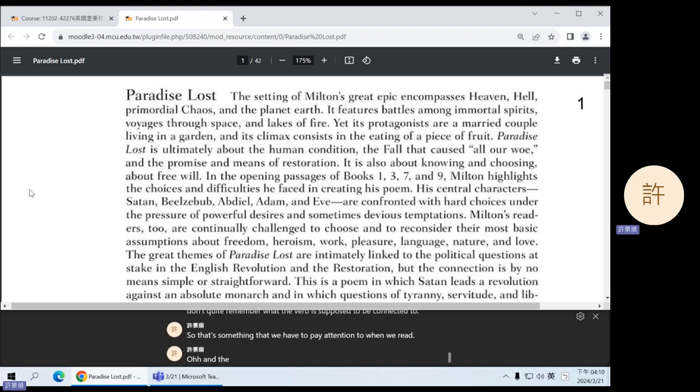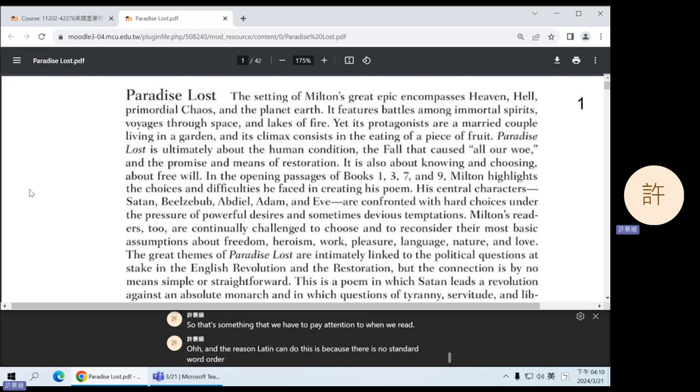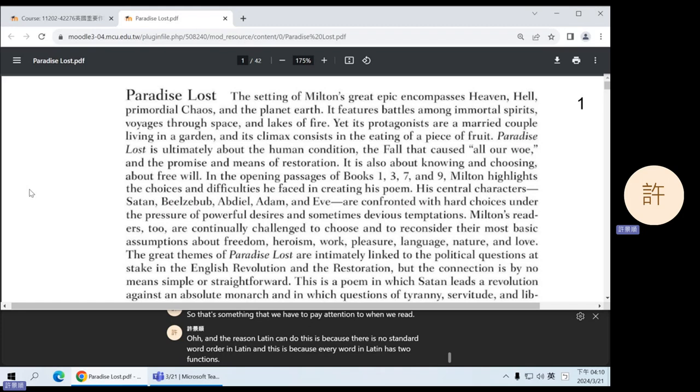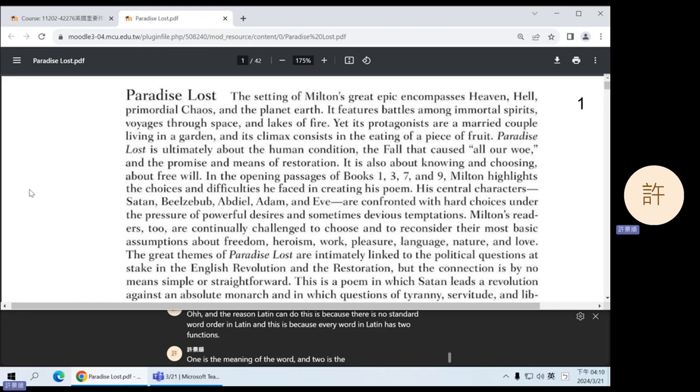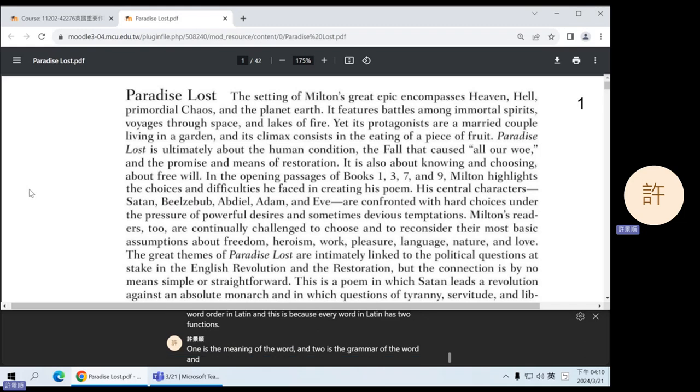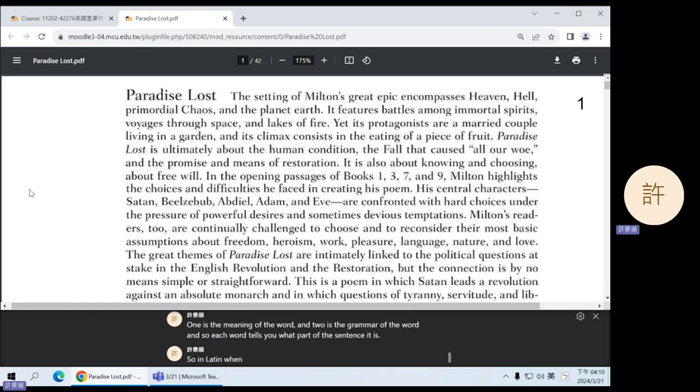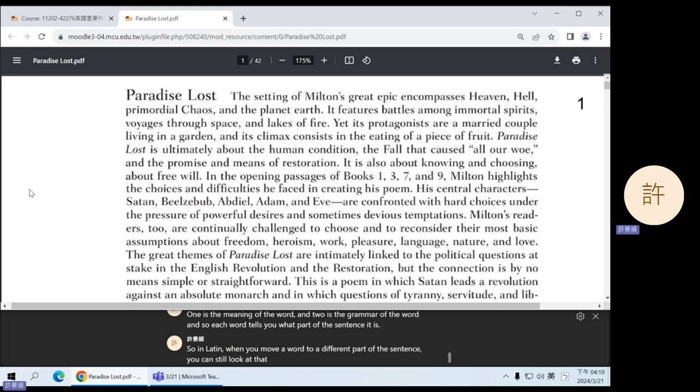Oh, and the reason Latin can do this is because there is no standard word order in Latin. And this is because every word in Latin has two functions. One is the meaning of the word, and two is the grammar of the word. And so each word tells you what part of the sentence it is. So in Latin, when you move a word to a different part of the sentence, you can still look at that word and know which part of the sentence it is.